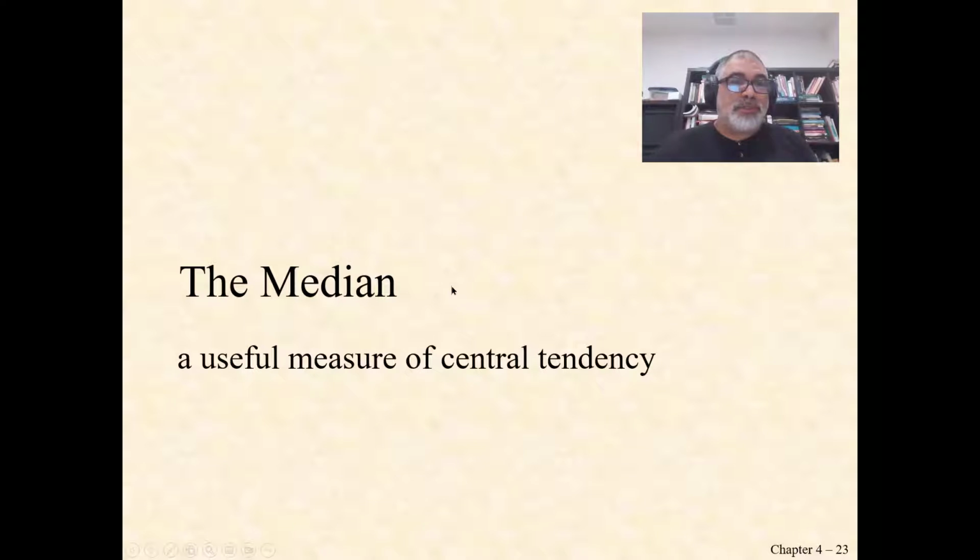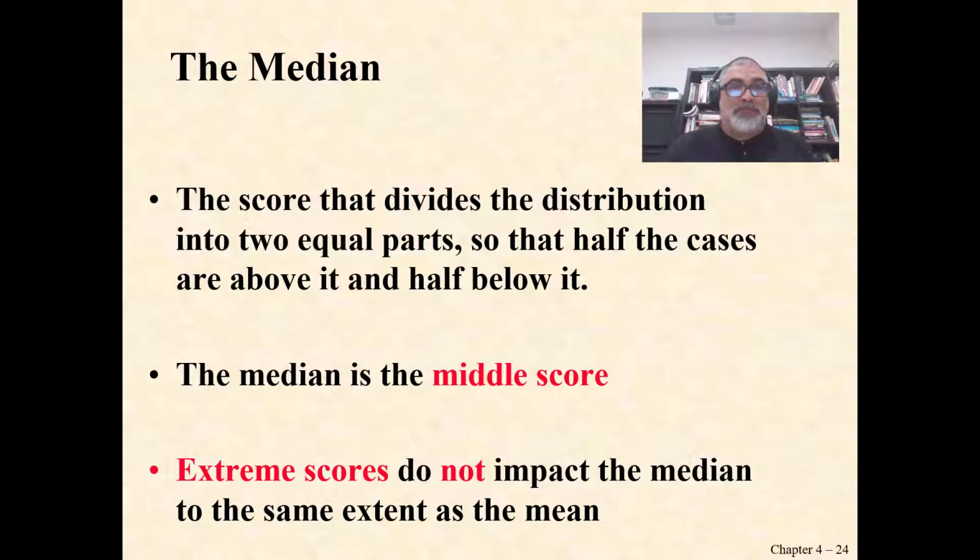Okay, this part of the lecture will talk about the median, a useful measure of central tendency. So the median is the score that divides a distribution of data into two equal parts, so that half the cases are above it and half the cases are below it. The best way to understand the median is that it is the middle score. It divides the distribution 50%, 50%.